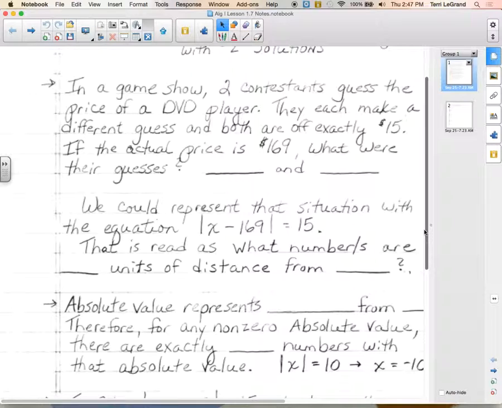In a game show, we have two contestants. They guess the price of the DVD player. They each make a different guess, and both are off exactly $15. If the actual price is $169, what were their guesses? Go ahead and fill in those blanks. Figure out what was each contestant's guess if both of them were off exactly $15, but yet they made different guesses.